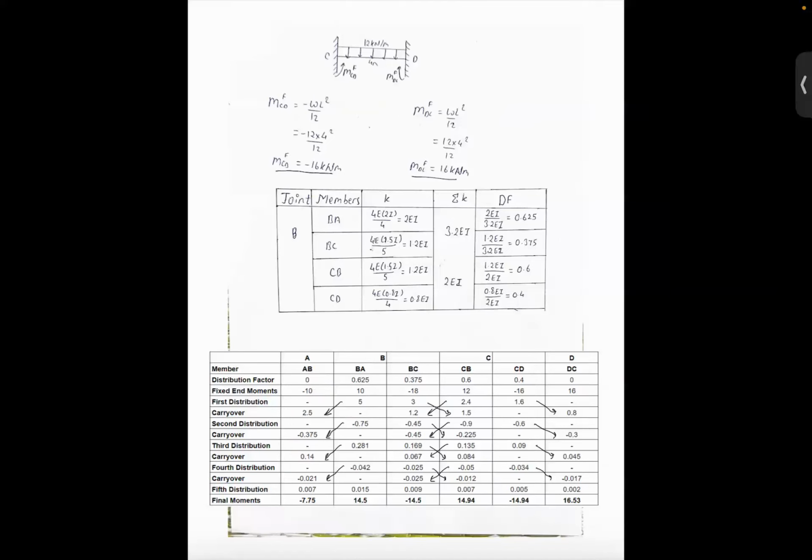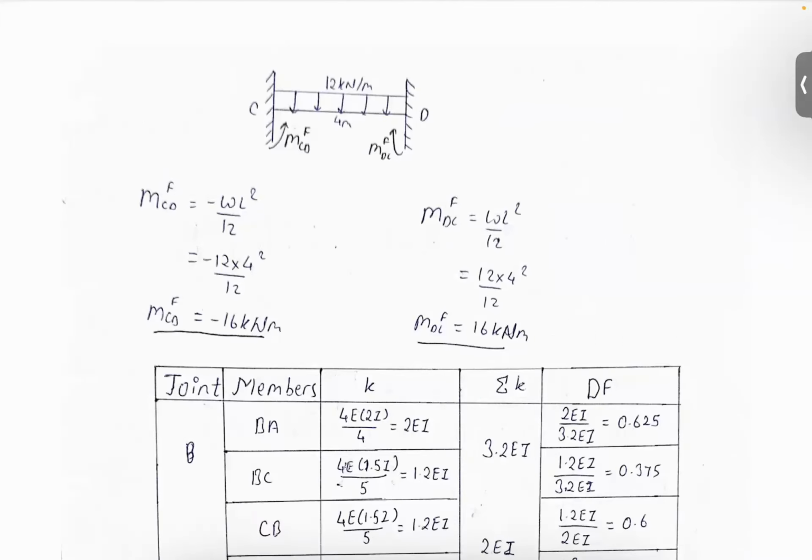Similarly for CD, the force distribution is here. So the formula is minus W L squared by 12.